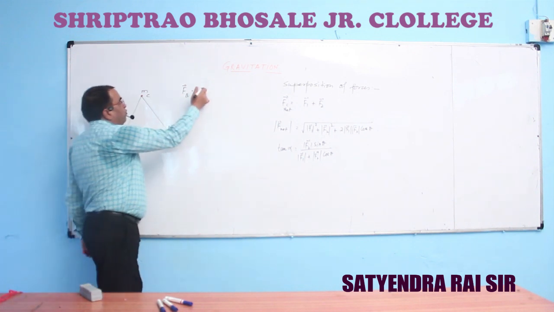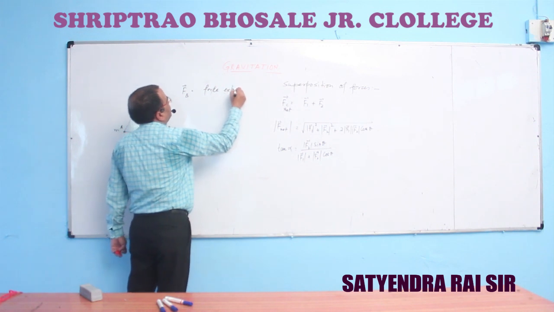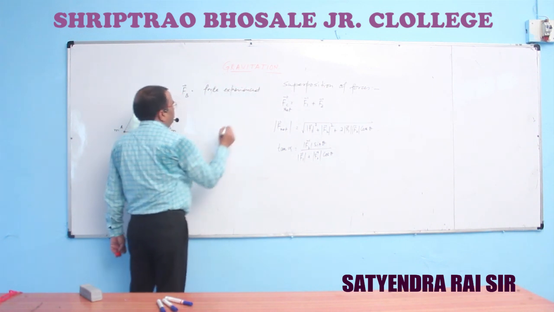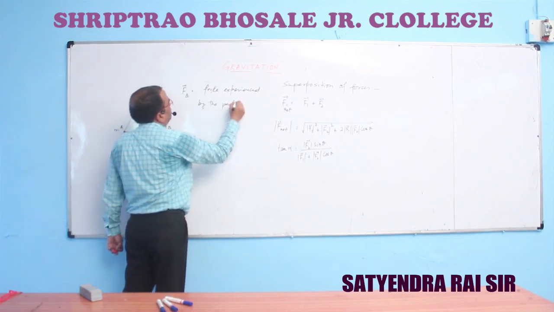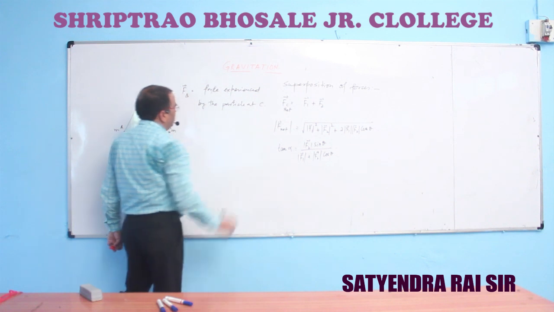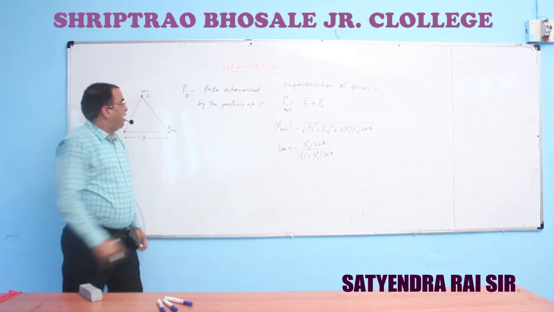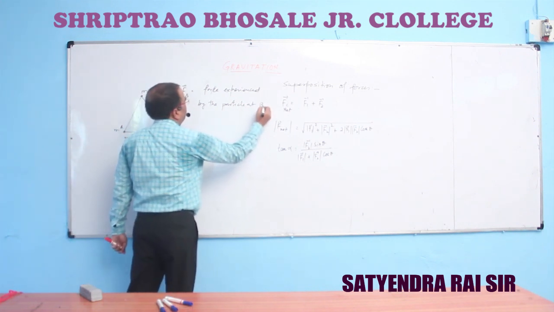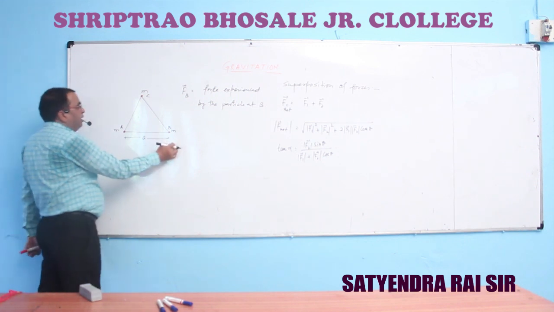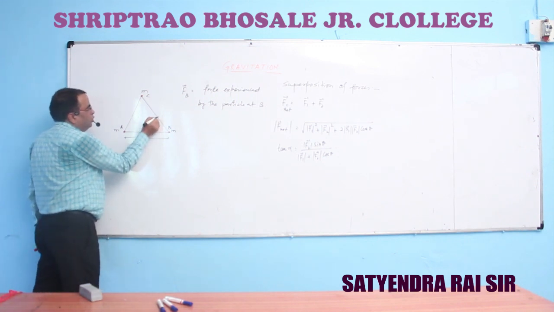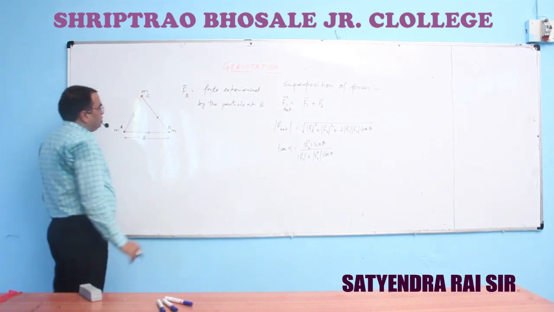By F at B we mean the force experienced by the particle at B. How to see? The particle at B is attracted by the two particles placed at A and C. So these are the two cases.